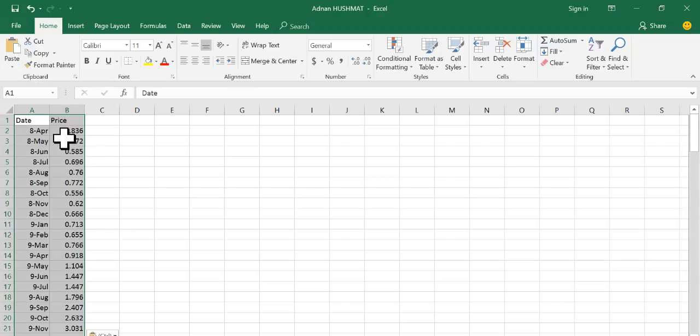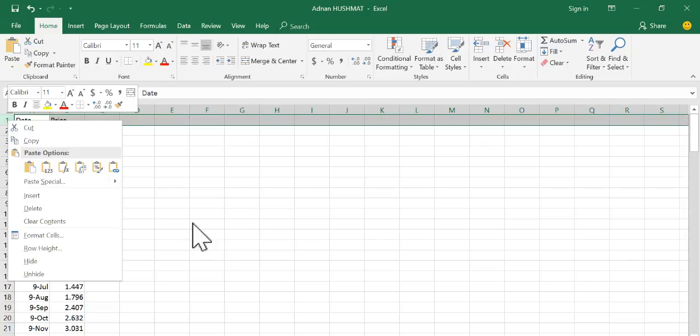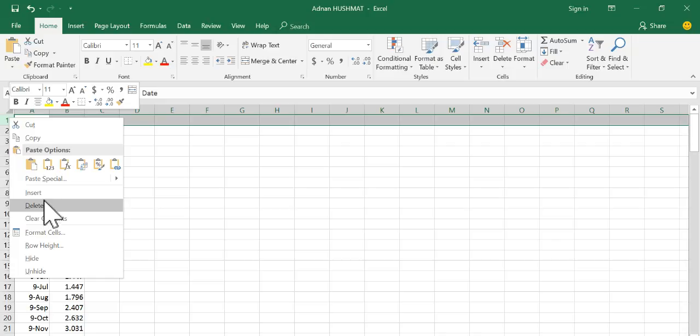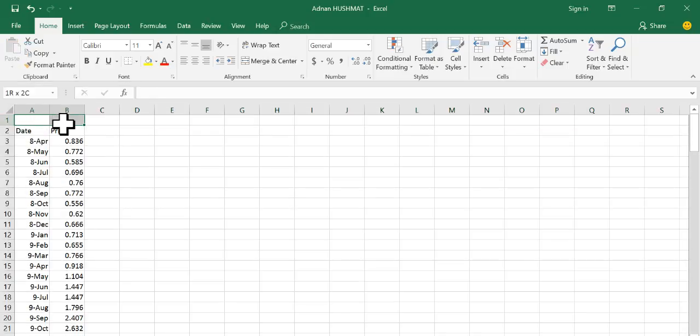Great. So now let's insert a new row here just to enter the name of the stock. So the name of the stock is, let me write it here. We have this Turkish Airlines stock price data.